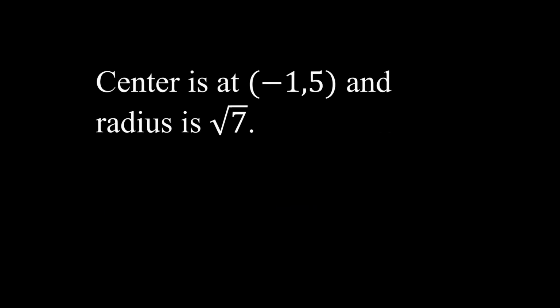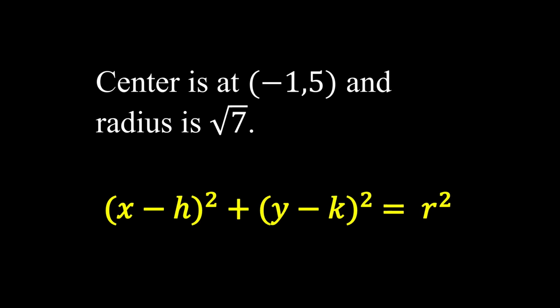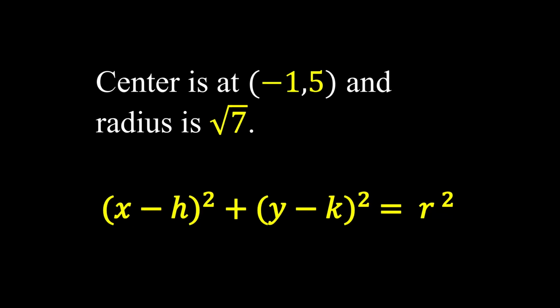Center is at (negative 1, 5), and the radius is square root of 7. Again, let us follow the given standard equation of the circle. (x minus negative 1) squared plus (y minus 5) squared is equal to square root of 7 squared. Now, when we simplify, the standard equation is (x plus 1) squared plus (y minus 5) squared is equal to 7.